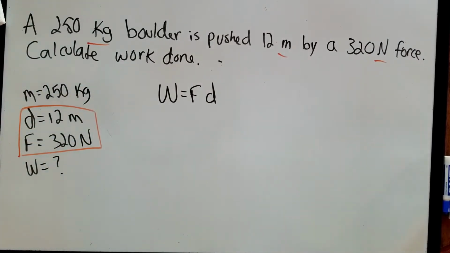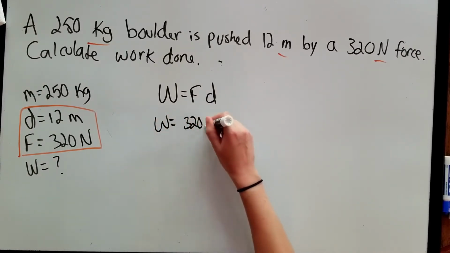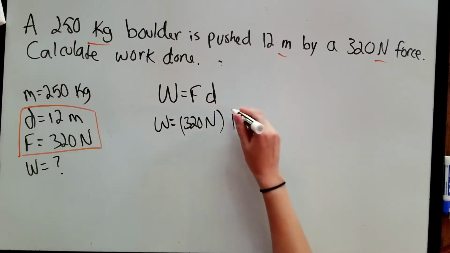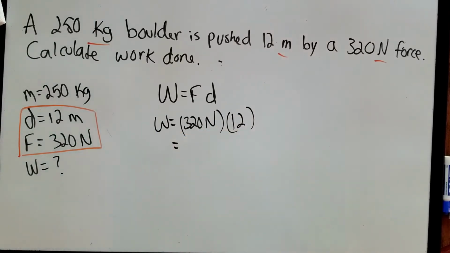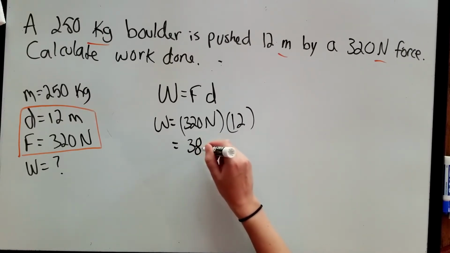Sometimes that'll happen. You don't necessarily have to use all the numbers given in the problem, and in this case we don't. So we're just going to plug in our force at 320 Newtons and multiply it by our distance of 12 meters. So multiplying those together, how many significant figures do we want? It's looking like 2. So I'm going to get 38 and then 0, 0, because I just want 2 sig figs.